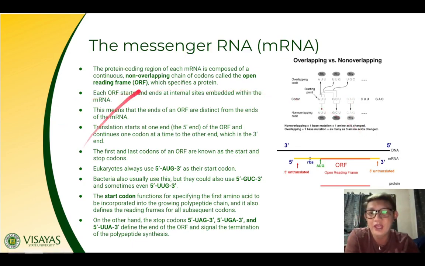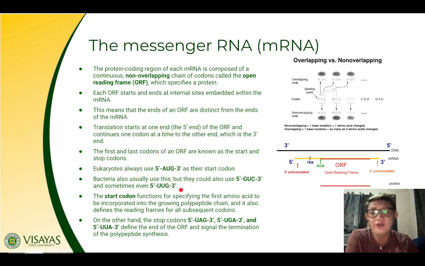Each ORF, or open reading frame, starts and ends at internal sites that are embedded within the mRNA. This means that the ends of an ORF are distinct from the ends of the messenger RNA. So here you have a messenger RNA that is produced. We know that it has a 5' cap and a poly A tail, and it still has an ORF with a starting base and an end, so there are still untranslated regions within a messenger RNA. Translation starts at the 5' end of the ORF and continues one codon at a time to the 3' end.